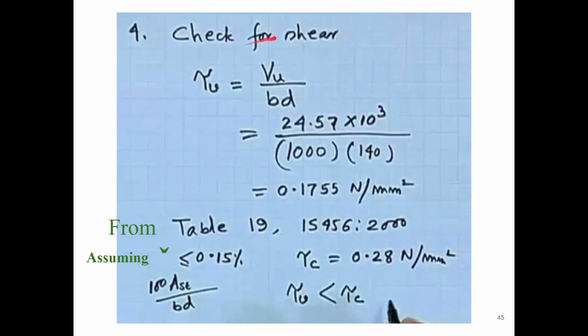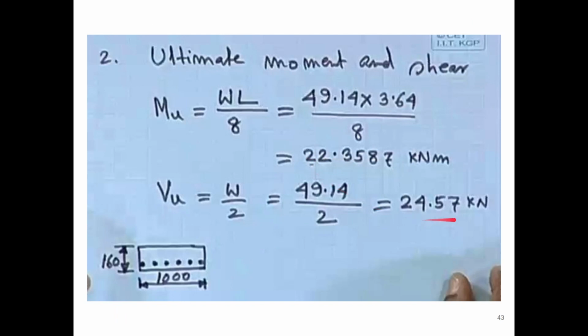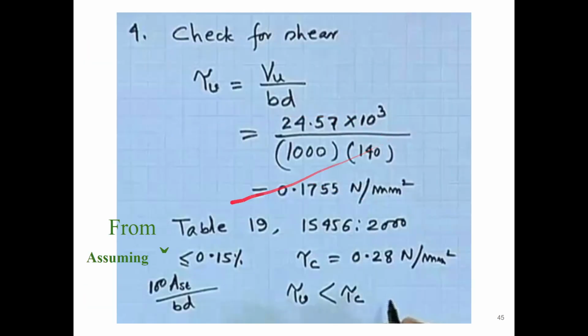Then we have to check for shear. Shear tau v is equal to Vu by bd. Vu is 24.57 into 10 cube, divided by b, which is 1000, and d, which is 140. So tau v comes to be 0.1755 Newton per mm square.